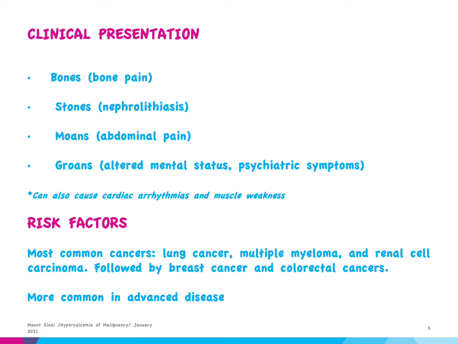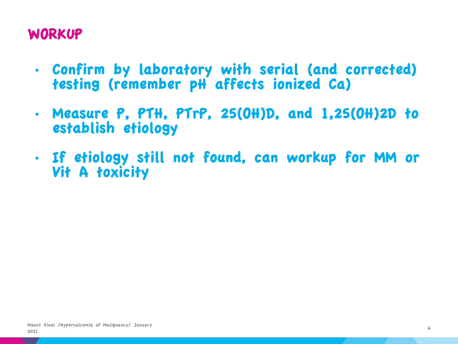Some risk factors: it is most commonly found with lung cancer, multiple myeloma, and renal cell carcinoma. So the type of cancer definitely affects the risk. Breast cancer and colorectal cancer can also cause it, and of course it is more common in advanced disease, hence why it is tied with a poor prognosis.